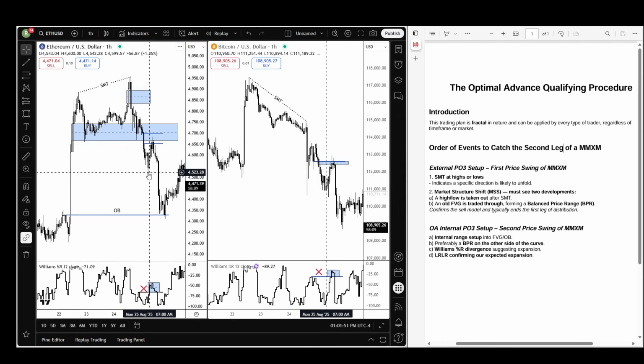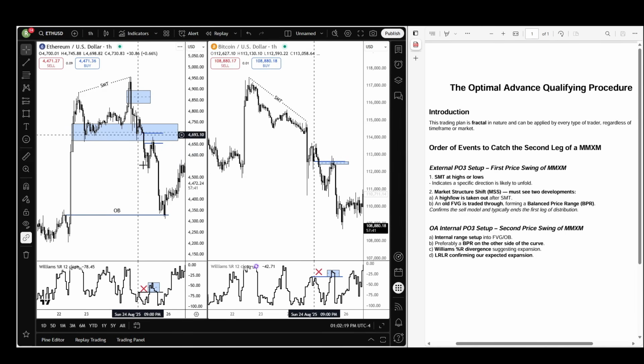Okay, so now that the first leg of distribution is accomplished, we want to be looking for the internal range power of 3 to start to occur and ultimately lead us to our optimal advanced setup, right? So we create the low. Okay, we have a small consolidation in here. See this contraction? This is what I like to call contraction, aka consolidation, right?